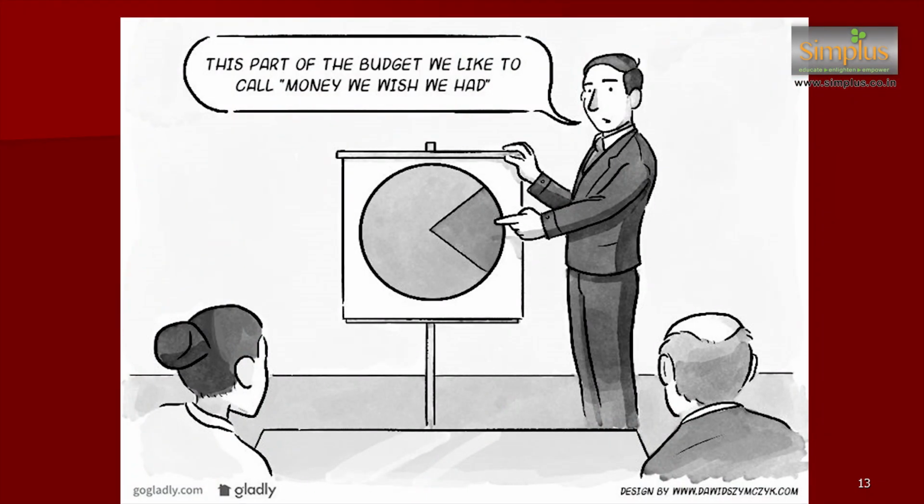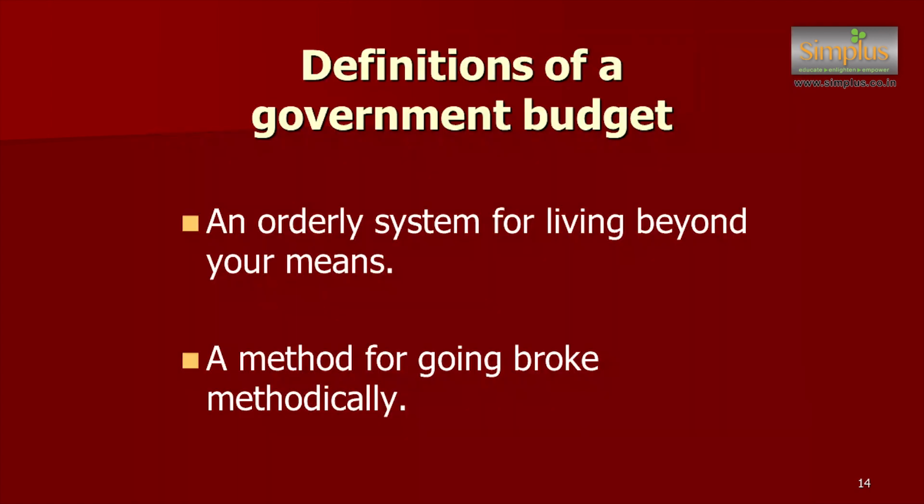Once again, in a lighter vein, an orderly system for living beyond your means. The government always lives beyond its means. The government finances are, you can compare the physics term for it, a black hole. A lot of things disappear into this black hole.